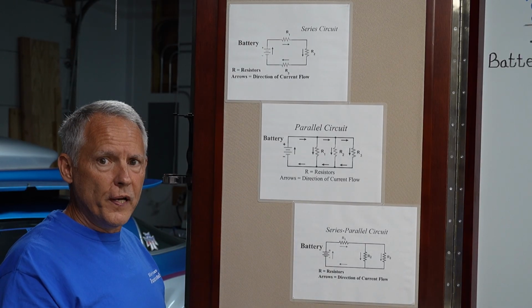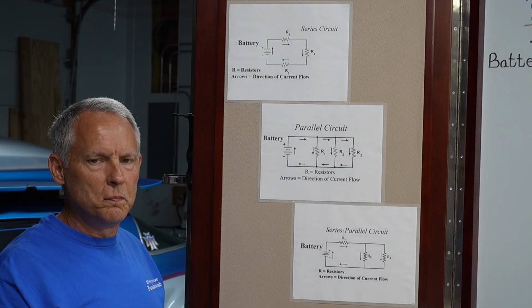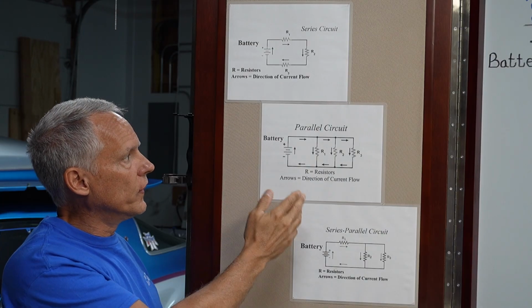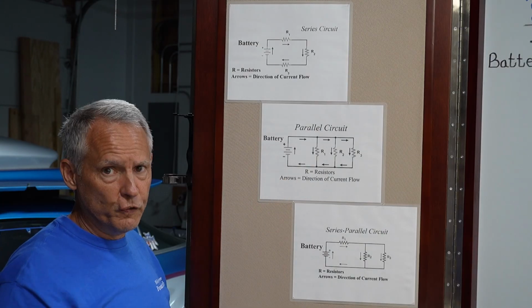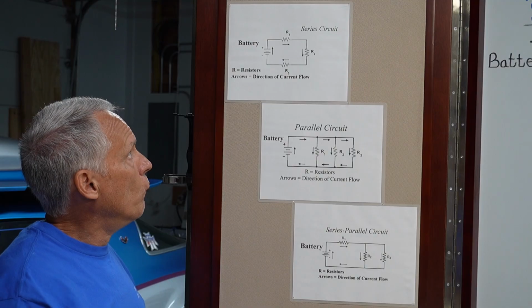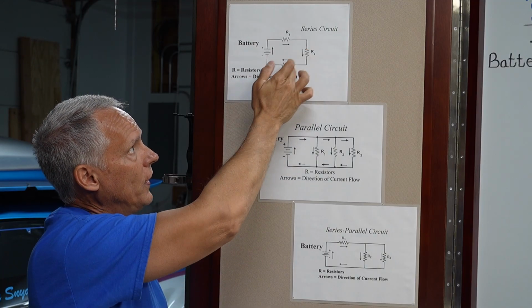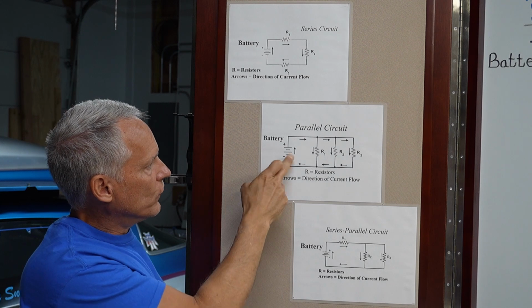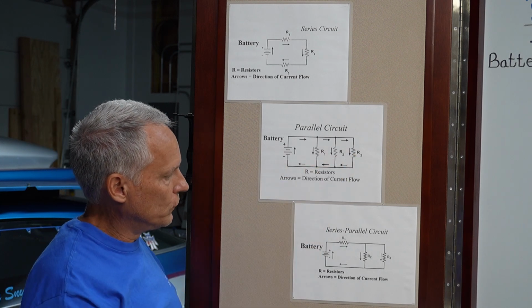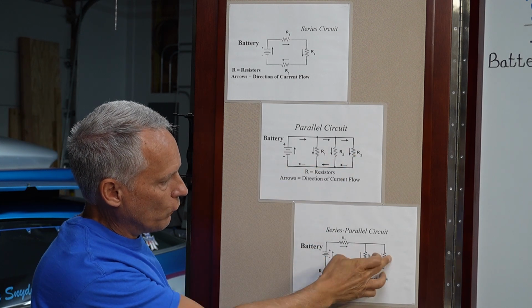Okay, so here we have three examples of what I like to call the textbook version of a series circuit, a parallel circuit, and a series-parallel circuit. What we have shown here is a symbol for a battery and a symbol for three resistors. Down here, same thing, battery, three resistors. Same thing, battery, three resistors.